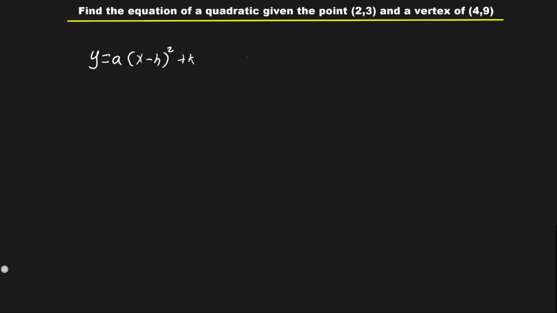Since we have the vertex, and we know that the vertex has coordinates h, k, here in this example we're given that h is equal to 4 and k is equal to 9. So now we can go ahead and write our equation. y is equal to a times x minus 4 squared plus 9.